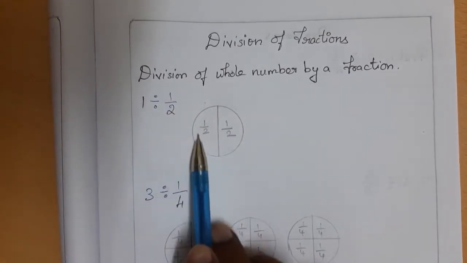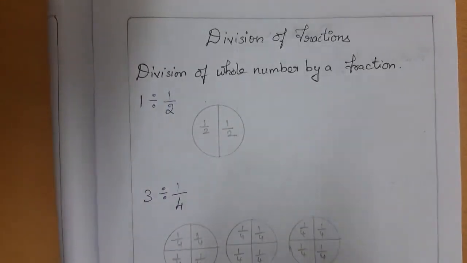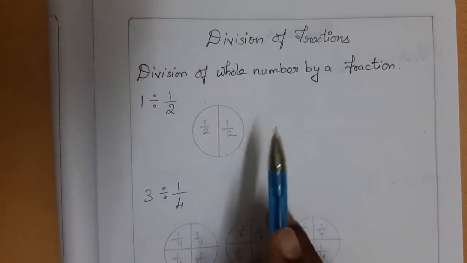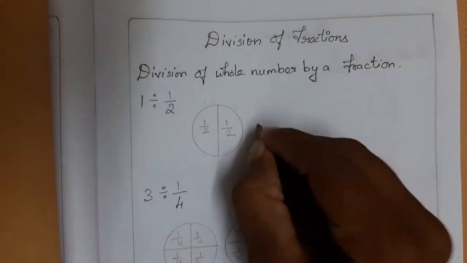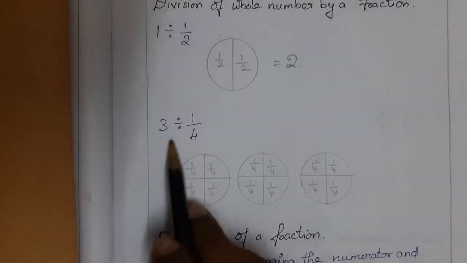I have taken one full circle and I am dividing it into half parts. Right? So how many half parts are there? There are 2 parts, right? Yes.